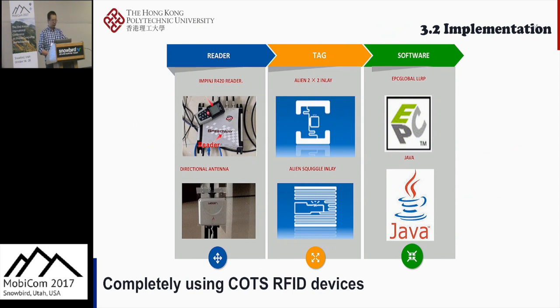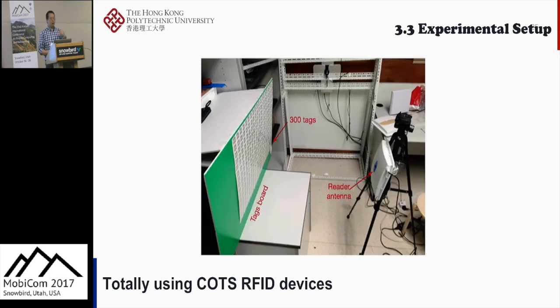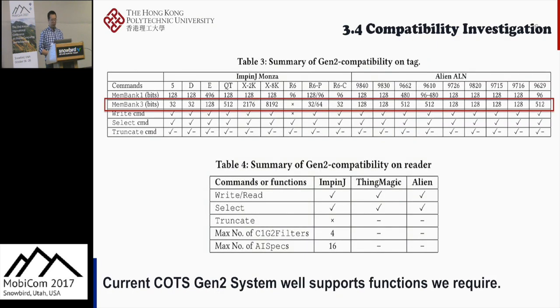We implement our system using commercial RFID devices. We attach 300 tags in front of a single RFID antenna. Because our design totally depends on the three core functions specified in Gen2, firstly, we investigate the Gen2 compatibility, across 20 types of tags and 4 types of readers.